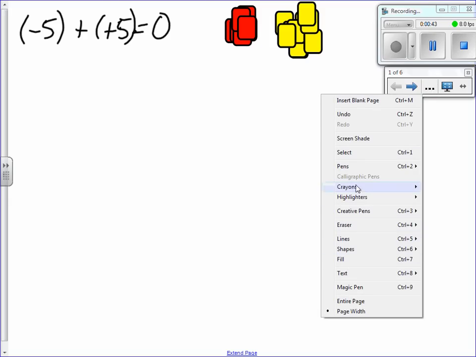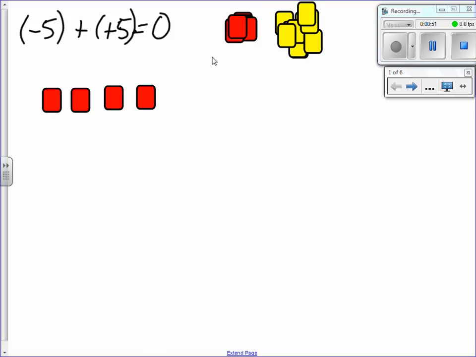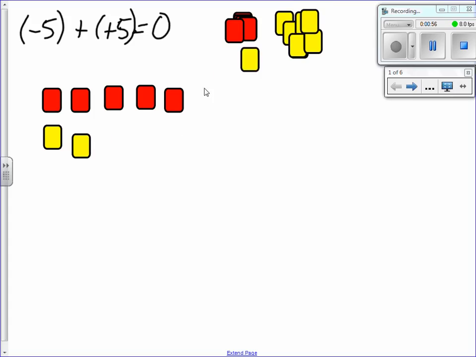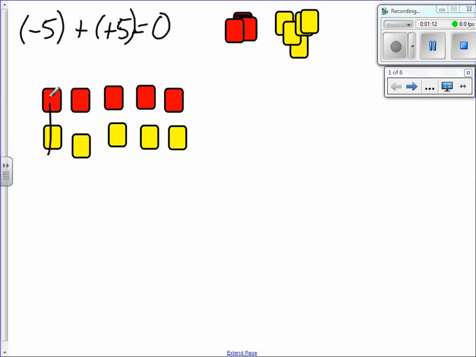Well, what it really means is, and we sort of covered this in class, if you had -5, so the reds are always going to be negative, -5 and +5. Between the two of them, if you line them up like this, you can see how they cancel each other out. If you've got a pair, one red, one yellow, then they cancel each other out. So if we cancel these two out simply by using a pen or a pencil, that one's gone, and that one's gone, and that one's gone, and that one's gone, and that one's gone, there's nothing left. And since there's nothing left, -5 and +5 equals 0.